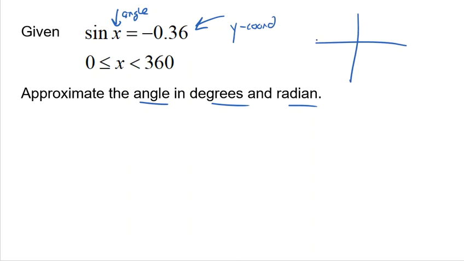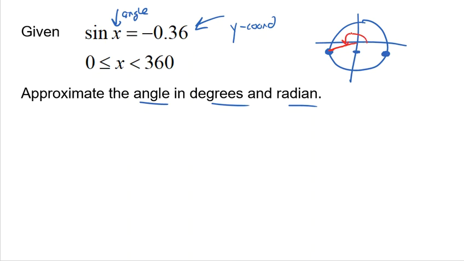So let's draw a picture. All right, so here's my circle. A y coordinate. Again, I don't know anything about the x coordinate. The y coordinate of -0.36 may be somewhere right around here. And I actually see that there's two possible answers. There's this point right here, and there's this point right here. If I draw those angles, here's one of them.